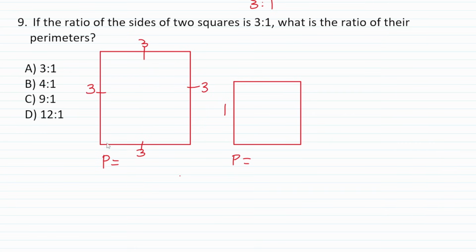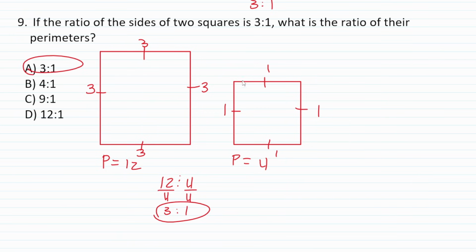How do you find the perimeter of a square? You simply add up all of its sides, 3, 6, 9, 12. So the perimeter of this big square is 12. Again, if one side's 1, all these other sides are going to be 1, 1, 2, 3, 4. So this perimeter is 4. What is the ratio of their perimeters? That's going to be 12 to 4. We can reduce this by a common factor of 4. 12 divided by 4 is 3. 4 divided by 4 is 1. So the ratio of their perimeters is also a 3 to 1.